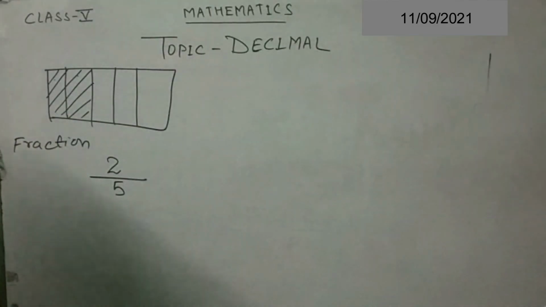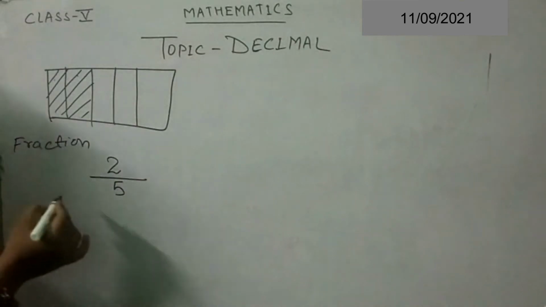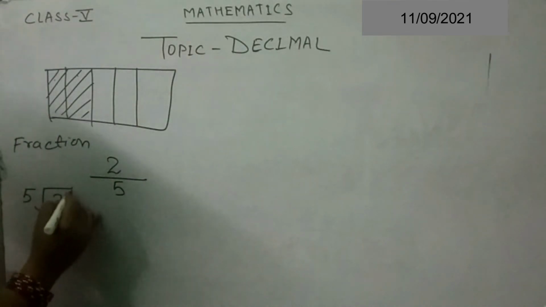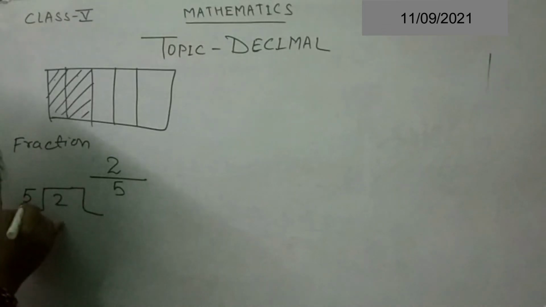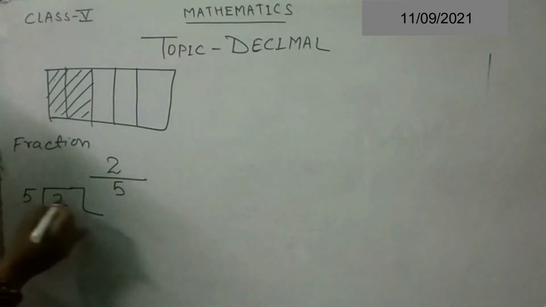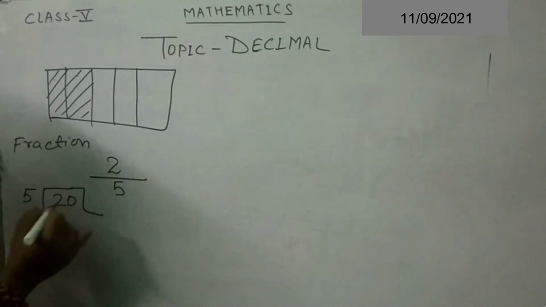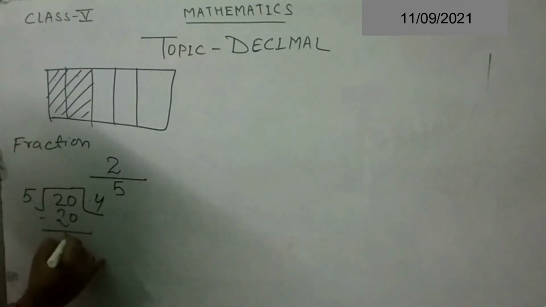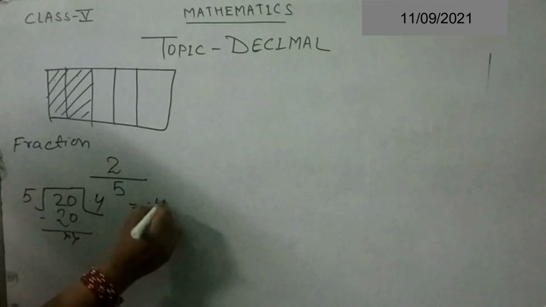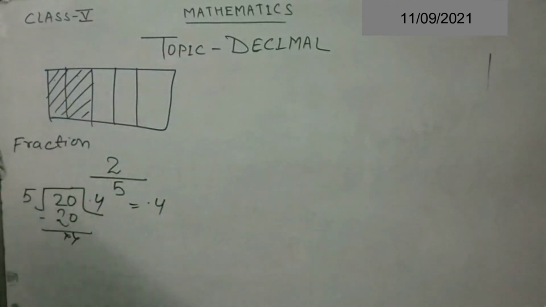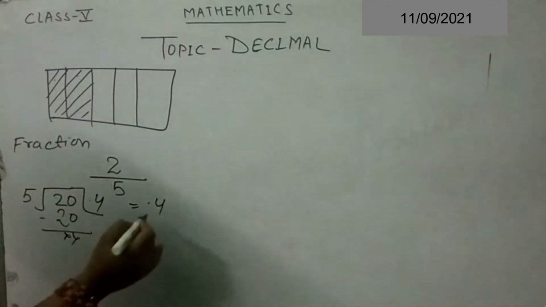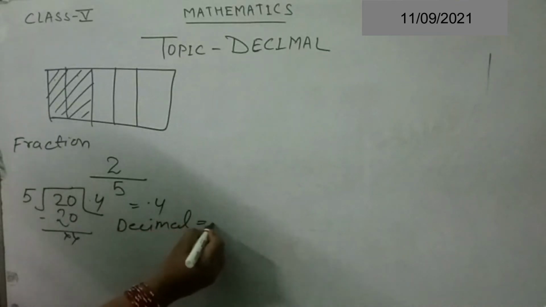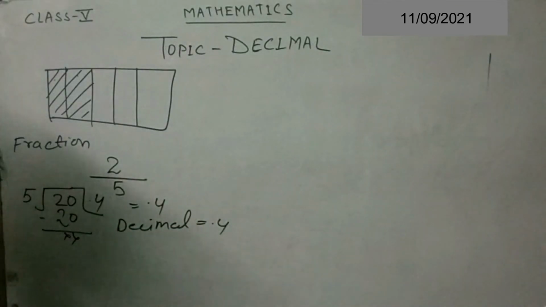And we have to convert it into a decimal. It is very easy: simply divide. 5 is the divisor here and 2 is the dividend. 2 is less than 5, so we put a decimal point here and get 0. Then 5 fours are 20, so that gives 0.4. In decimal we write 0.4. So 2 by 5 means 0.4.